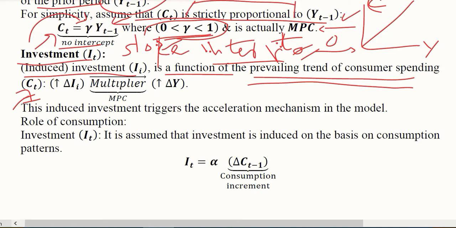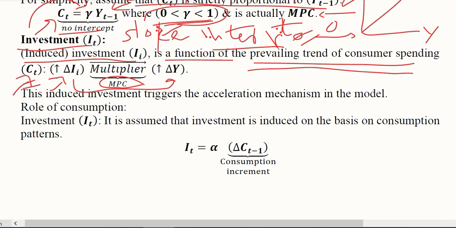If they are consuming more, if they are likely to consume more, they will start investing more. So an increase in the investment, that is the induced investment, will take place, and that will lead to a higher level of income, and that will happen through the multiplier. So investment can be explained in the way that this induced investment triggers the acceleration mechanism in the model.